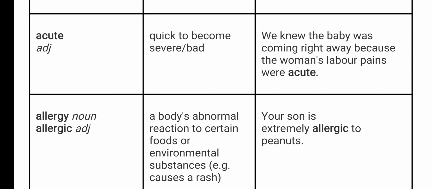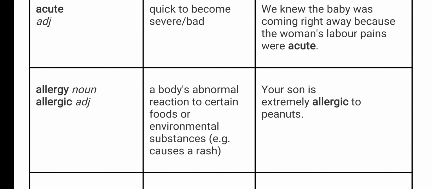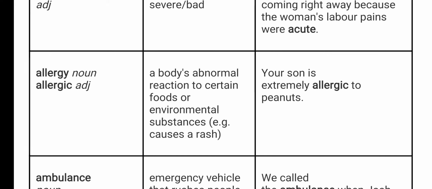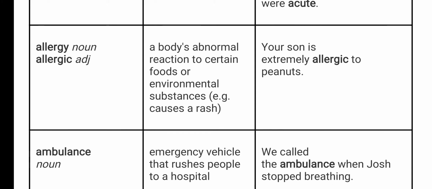Allergy is hassasi. Allergic is the adjective, so you say I'm allergic, let's say, towards milk. I have an allergy to milk. Your son is extremely allergic to peanuts. You say you are allergic, or you say you have an allergy, to something.